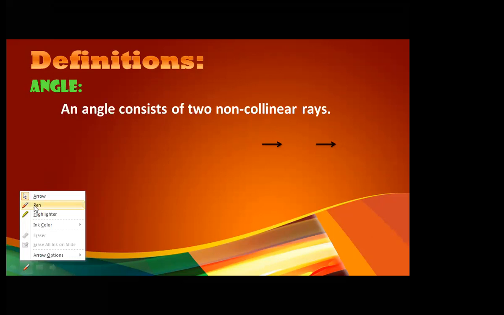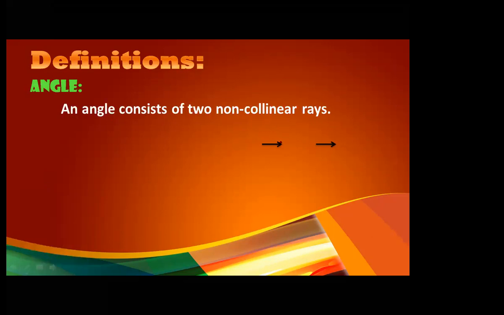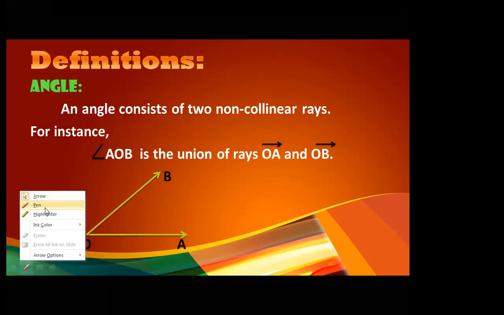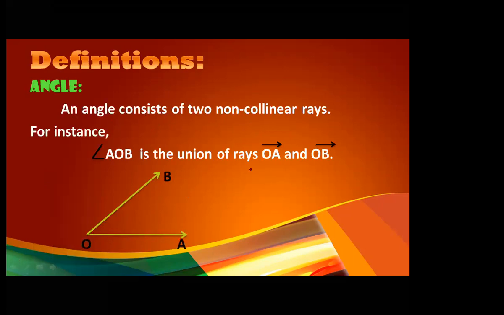Okay, now first of all you should know what rays are. As you can see here, these are the symbols of rays. It has one endpoint, and on the other side you have an arrow, meaning it will never end. So an angle consists of two non-collinear rays. For instance, here you have two non-collinear rays. What are these two rays? OA, this one, and then OB, this one.